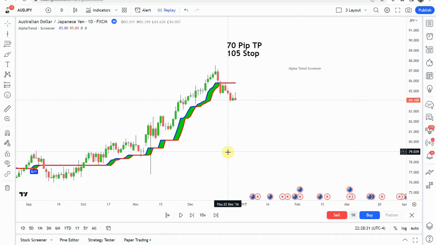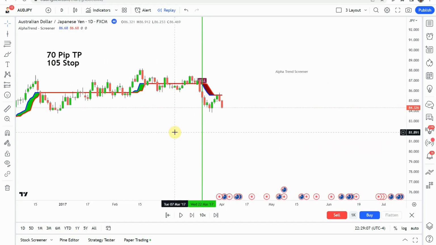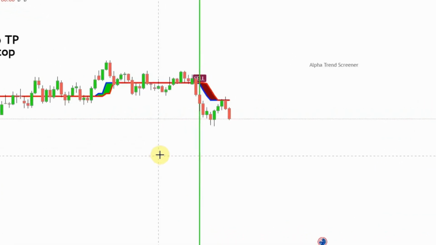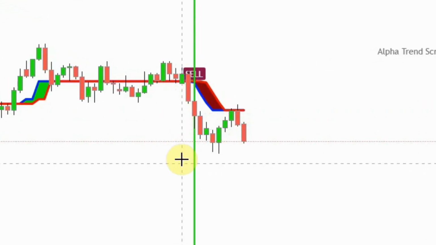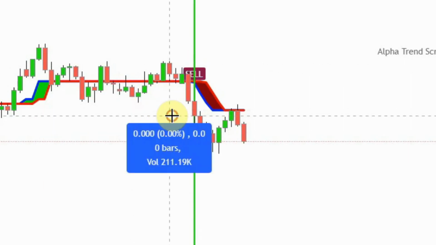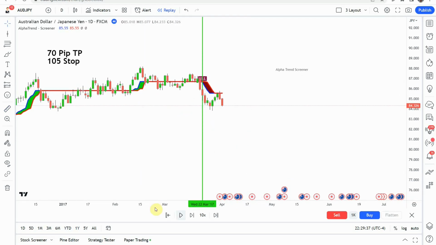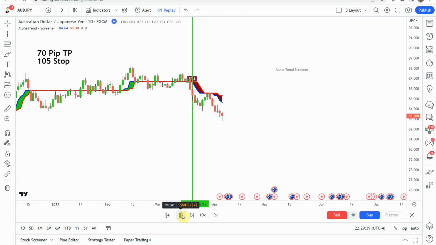Alright, so that's the setup we're looking for. Let's go ahead and get on with the testing and see what we can get out of it. Alright, so the first signal that we pick up is a short signal. You can see that we get that sell tag right there, and we get a decent little push to the downside. Looks like it comes down far enough to get us to our take profit. Let's go ahead and continue on.